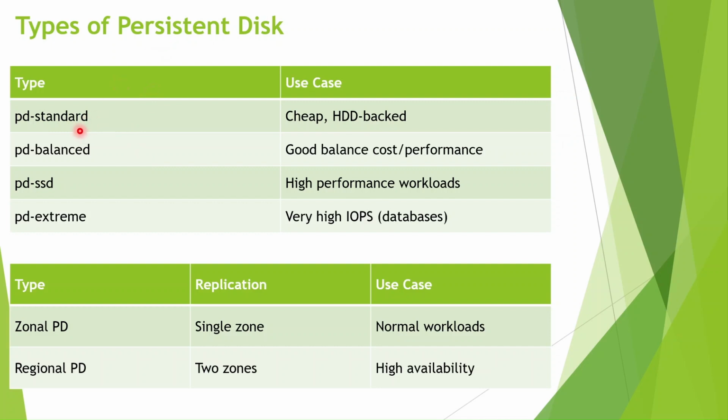First of all is PD standard. It is a very cheap HDD-backed one. HDD is like the hard drive we have in our computers and laptops, and it is a cheap one, so it will be the cheapest. After that we have PD balanced. It is a good balance of cost and performance. Then we have PD SSD. It is using SSD, so it is fast, and it is for very high performance workloads. And then we have PD extreme, which is for very high IOPS, like in a database where thousands of reads and writes happen every second. For that you can use PD extreme.